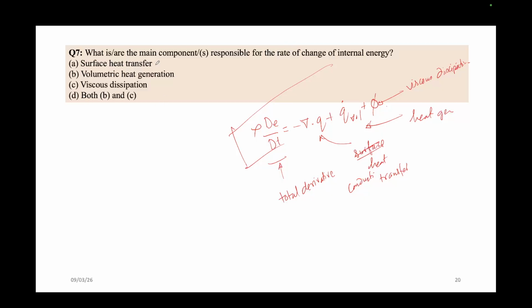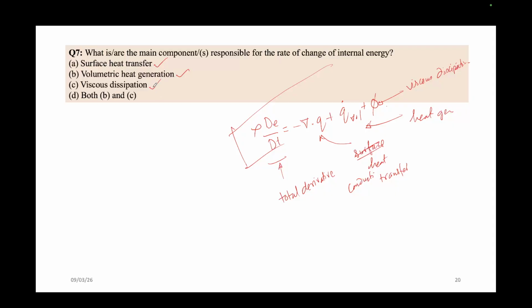So the surface heat transfer should be there. Because of the surface heat transfer, energy generation will be there. Volumetric heat generation: say if current is passing into the system, there will be heat generation. Yes. So next is the viscous dissipation.